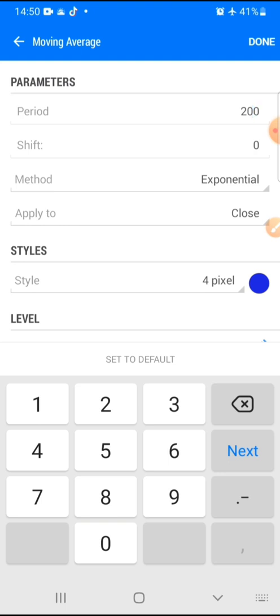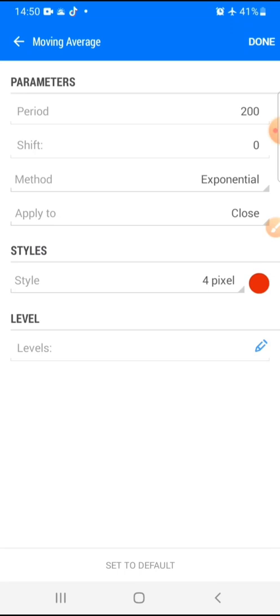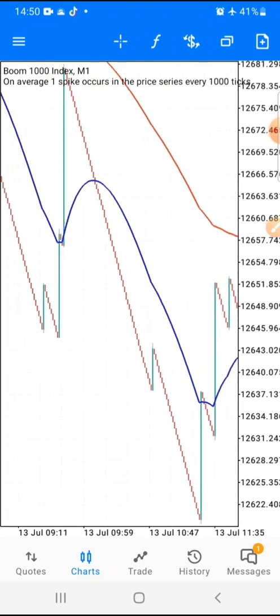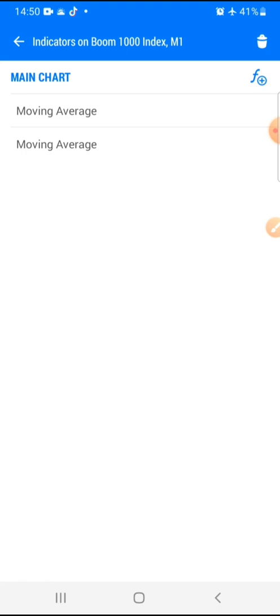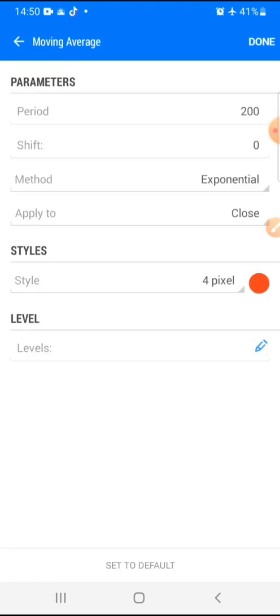Then we're now going to change again the color. The 200 exponential moving average will be having the color red. This is the color that we're going to be using. Then we click done. You can now see that on our chart we now have 2 moving averages. Then again we go back to the indicators, click on the F icon, this one. Then we're going to click again here.